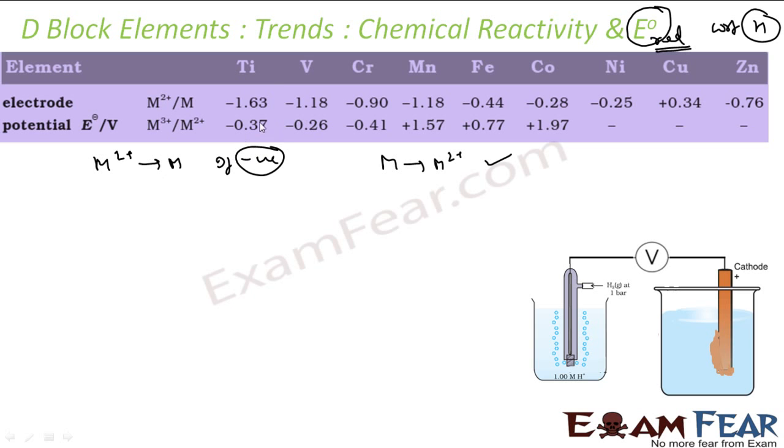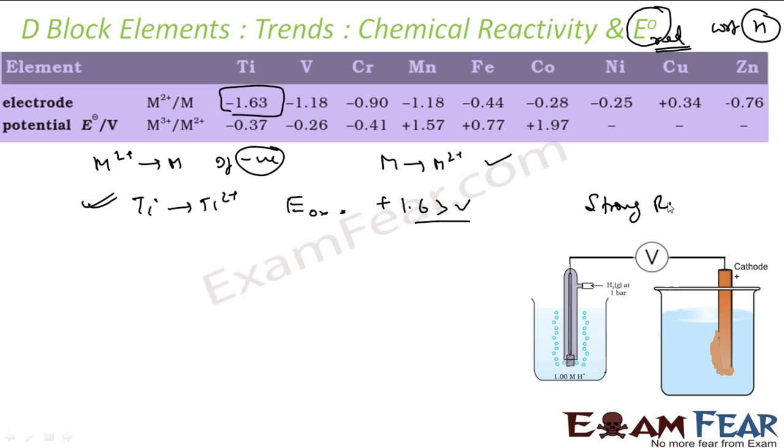Okay, so if you see here, this value is highly negative. So this says that for titanium to titanium 2+, E oxidation is nothing but minus of minus 1.63, that is plus 1.63 volt. That means this reaction is highly feasible, and titanium has a tendency to get oxidized. That means titanium is a strong reducing agent, because titanium has a tendency to oxidize itself, that means reduce others. Titanium is a strong reducing agent.